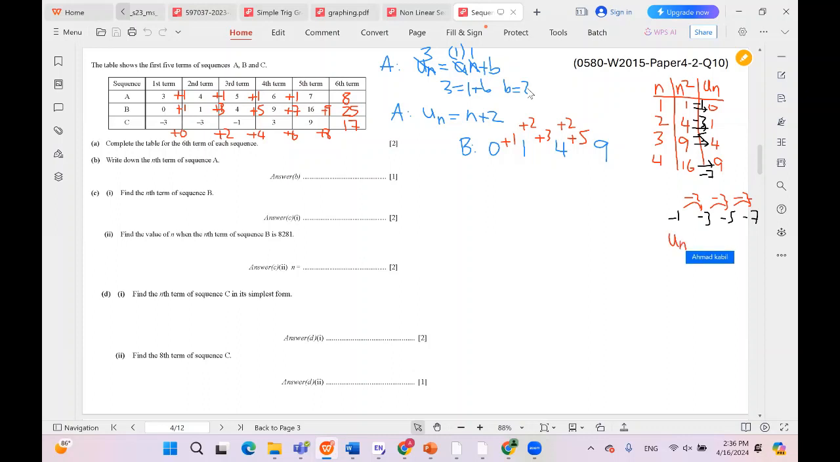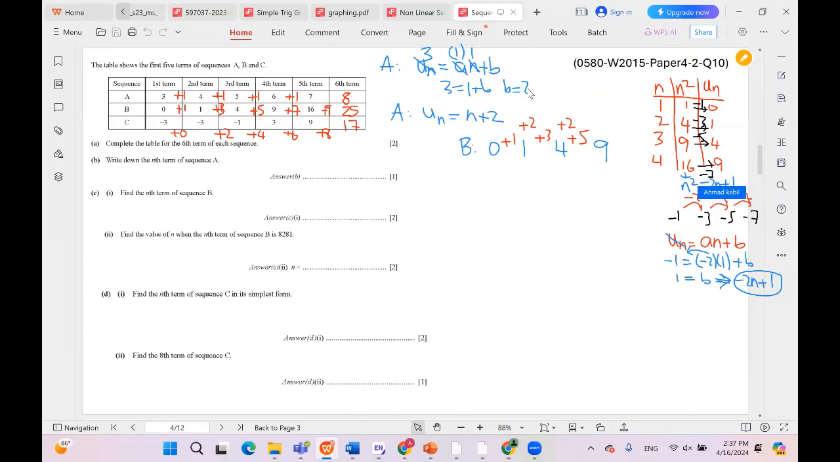So un equals an plus b. Again, un is negative 1, a is negative 2, n is 1. And then we have plus b. We take the negative 2 to the other side. So negative 1 plus 2 is positive 1. So 1 equals b. Therefore, the sequence is negative 2n plus 1. So the part that relates n squared to un is negative 2n plus 1. And of course, here we have n squared.